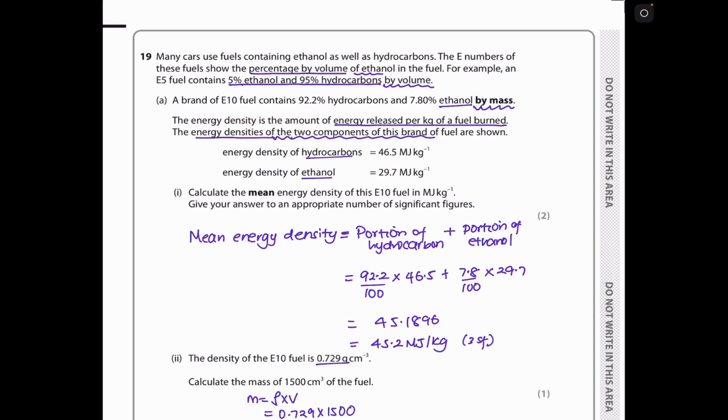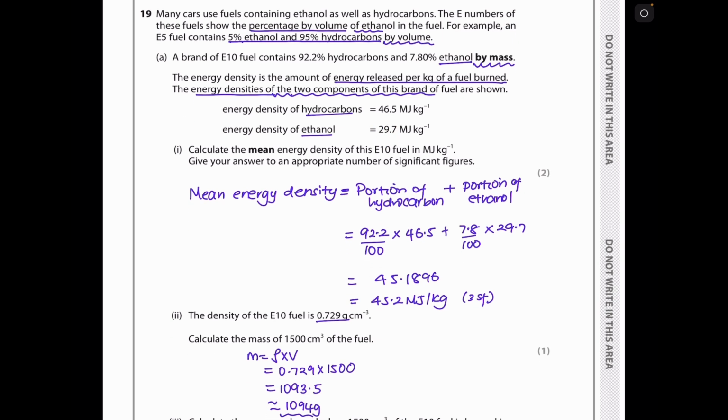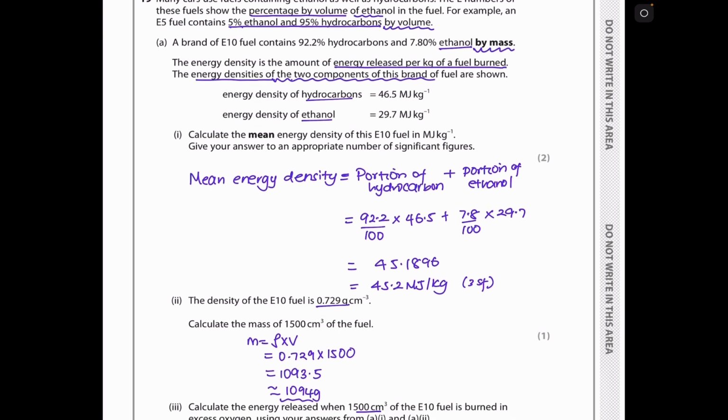The energy density is the amount of energy released per kilogram of a fuel brand. The energy densities of the 2 components of this brand fuel are shown. Energy density of hydrocarbons is 46.5 megajoules per kilogram, and the energy density of ethanol is 29.7 megajoules per kilogram. They want you to calculate the mean energy density of this E10 fuel in megajoules per kilogram and give your answer to an appropriate number of significant figures.